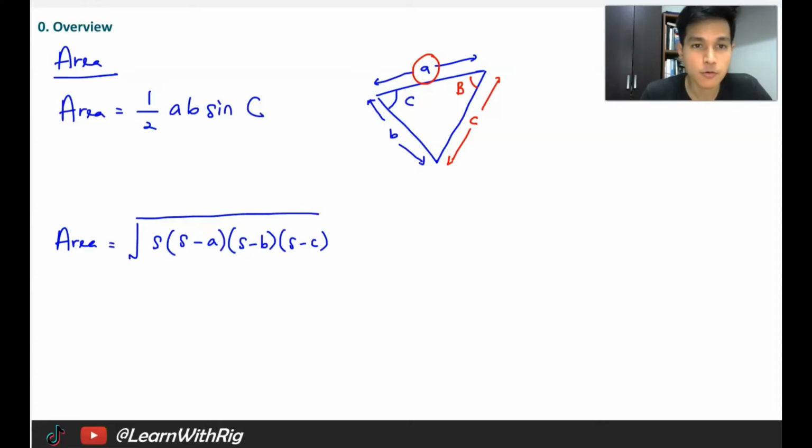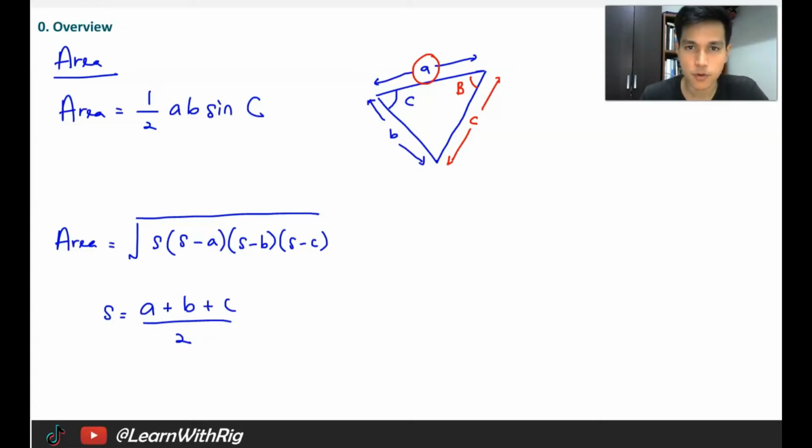Question is, how do you find S? What is all this S? Let me show you what is S. S, not ASS. S is, you take the lengths of the triangle, A plus B plus C, divided by 2. Okay, this is how you find S.